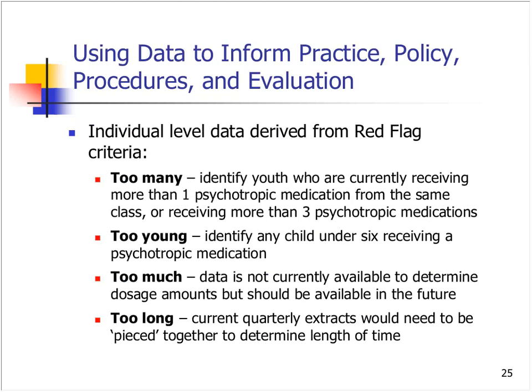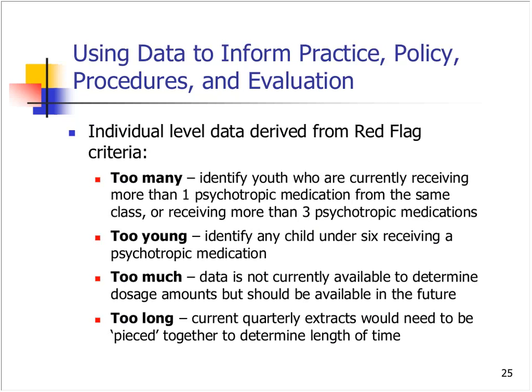So the flags we're using are too many, too young, too much, and too long. On too many, using the quarterly data, we'll identify any youth who is receiving more than one psychotropic medication from the same class, or any youth who is receiving 3 or more psychotropic medications. For too young, we will look at any child under the age of 6 who is receiving a psychotropic medication. For too much, the data we currently receive from NHP does not allow us to determine the dosage that the child is receiving. We have requested that NHP modify the report so that that information could be obtained in the future. Then finally, too long.